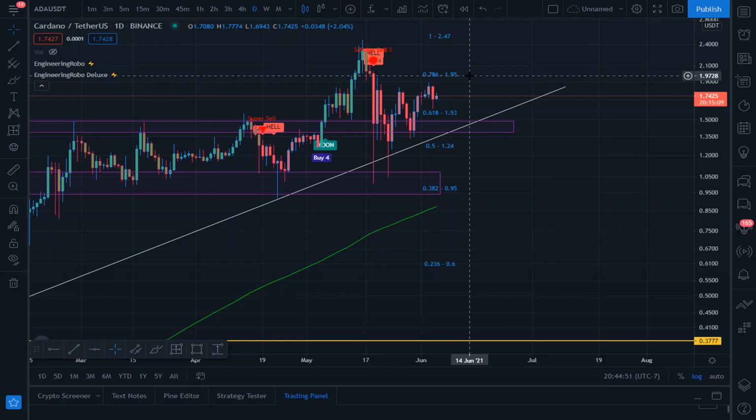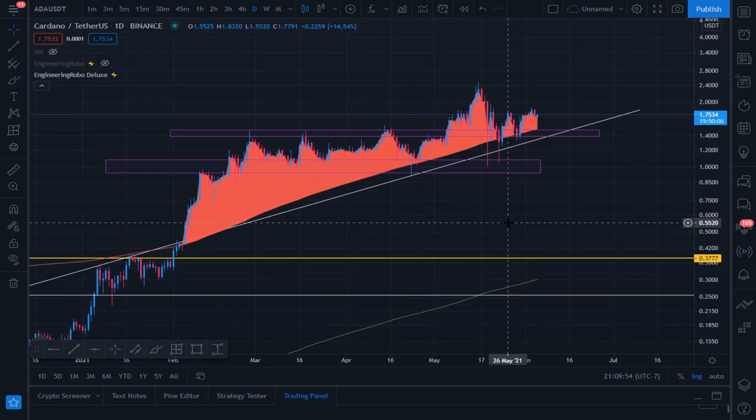The 0.786 line at $1.95 is around that $2 psychological level. $1.95 is going to be some local resistance moving forward. I believe if we were to get a rejection off of it, that will most likely bring us through that 0.618 all the way to perhaps my lower zone here of $1.38.